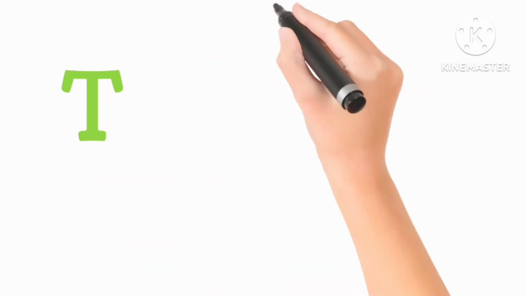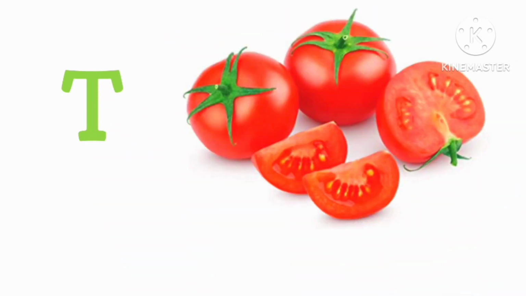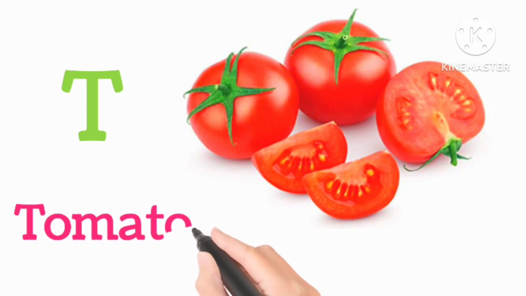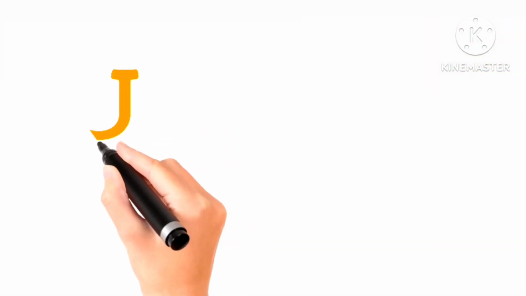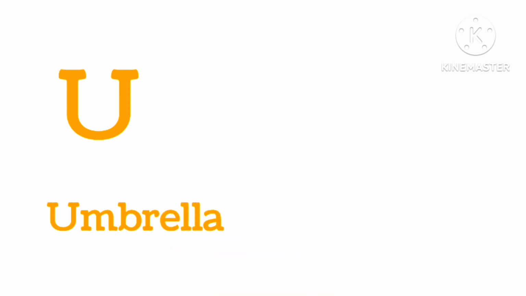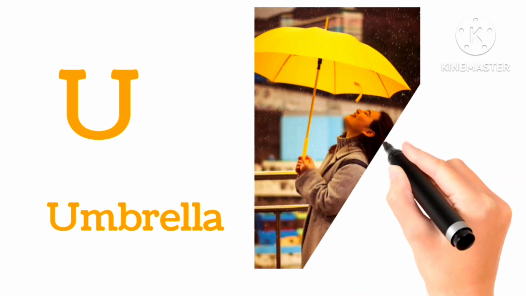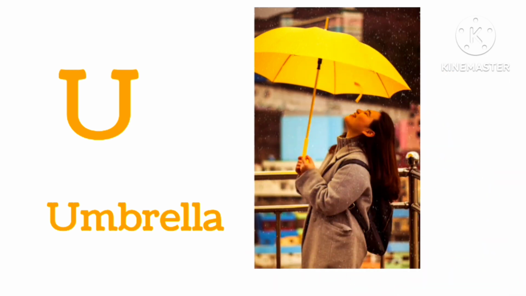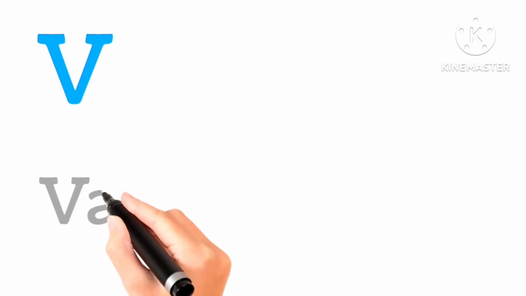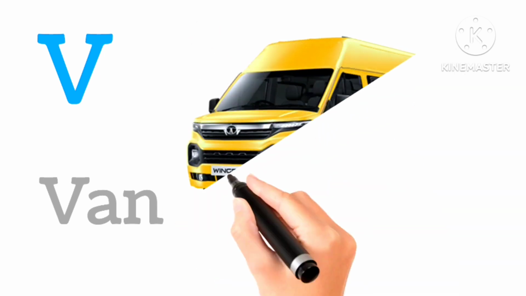T. T for tomato. T-O-M-A-T-O, tomato. U. U for umbrella. U-M-B-R-E-double L-A, umbrella. V. V for van. V-A-N, van.